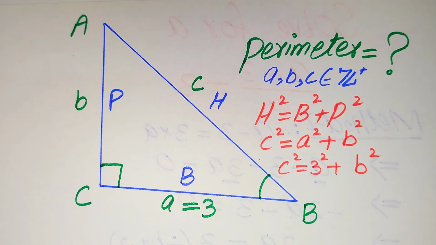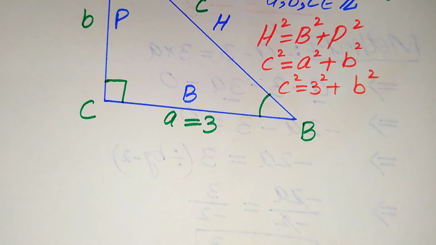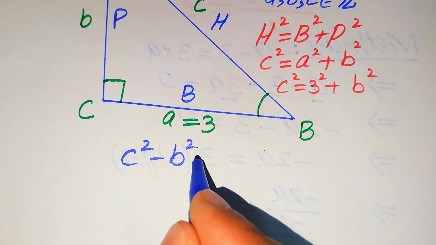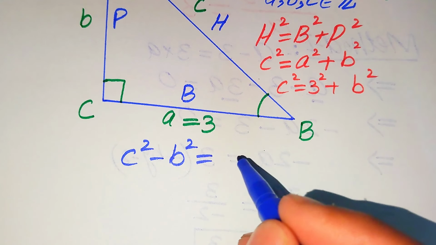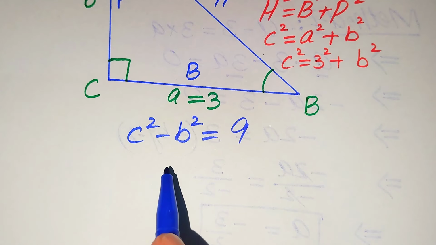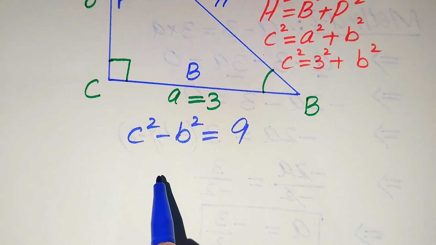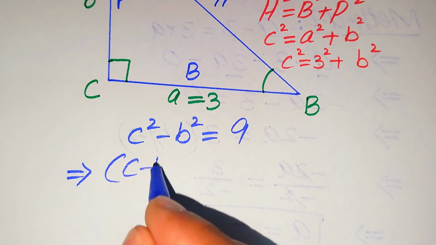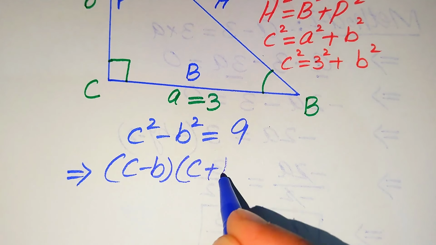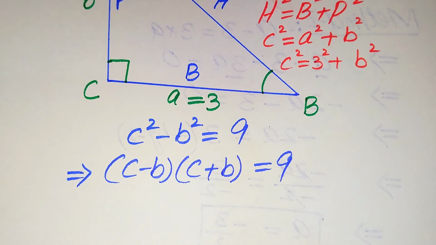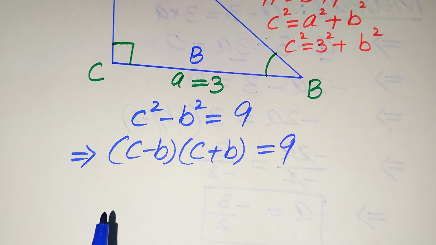In the next step we move the term b squared from the right hand side to the left hand side, and it becomes c squared minus b squared equals 3 squared, and 3 squared is 9. On the left hand side we have a very famous algebraic formula: c squared minus b squared equals (c minus b) times (c plus b), equals 9. On the left hand side two factors are multiplied by each other, but on the right hand side we have only one number.